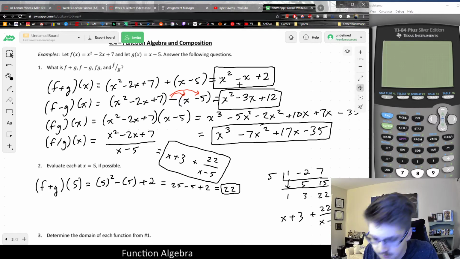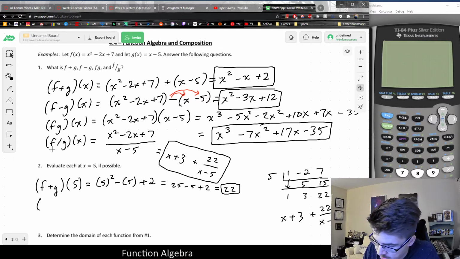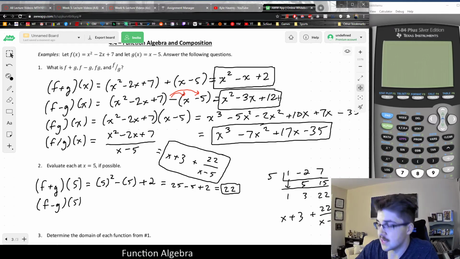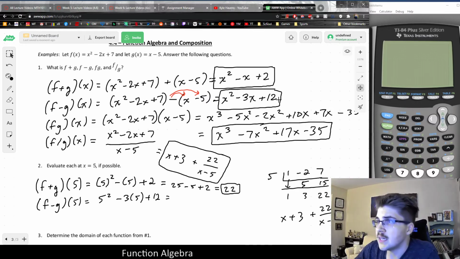And that would be, basically, using this new function that I have created by adding them together and actually plugging in 5 into it. And again, you can plug in whatever number you want into there, and it would be totally fine. And I could do the same thing with f minus g. f minus g of 5, well, that was this function right here, x squared minus 3x plus 12. So I'd have 5 squared minus 3 times 5 plus 12. Well, that would be 25 minus 15 is 10 plus 12 is also 22.